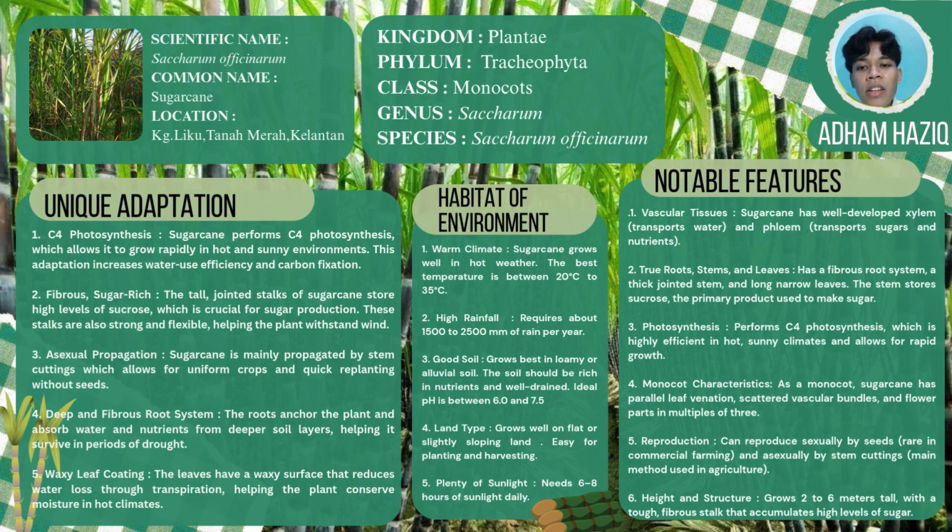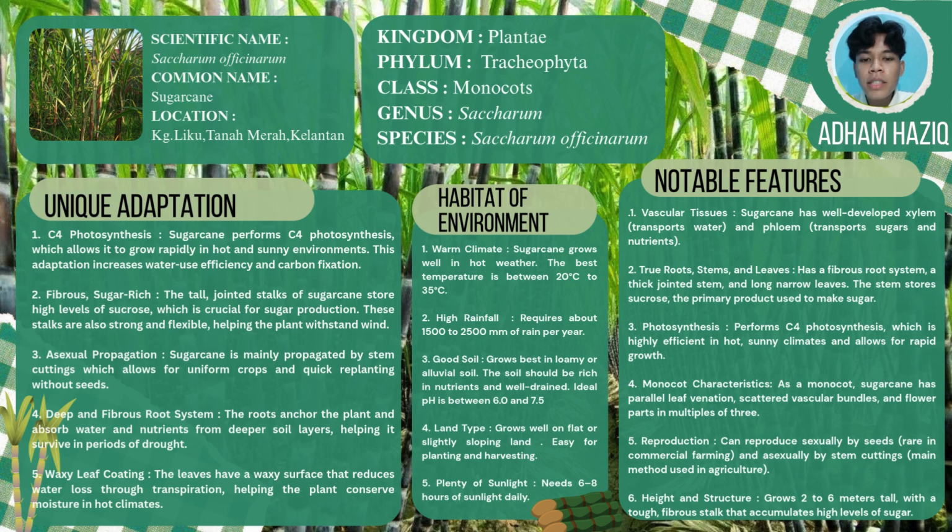Next is the photosynthesis process of this plant. The monocot characteristic of this sugarcane is, as a monocot, sugarcane has a parallel leaf venation. Next is for the reproduction. Sugarcane can reproduce sexually by seeds and asexually by stem cuttings. And for the last point, the height and the structure for this plant: sugarcane grows 2 to 6 meters tall.